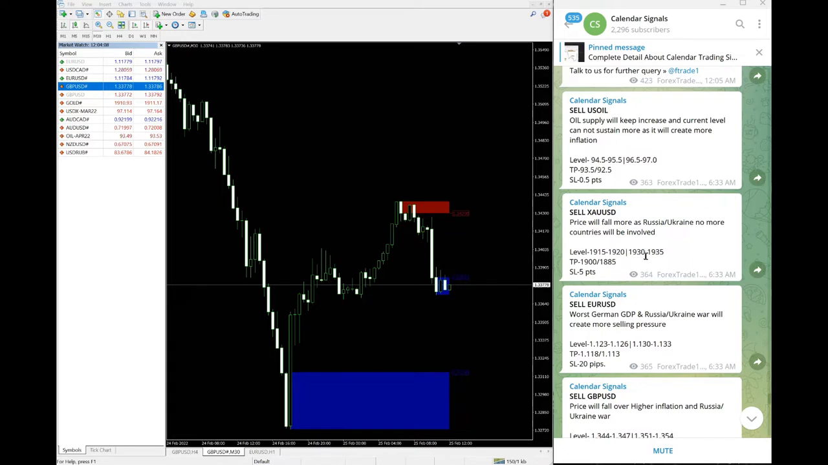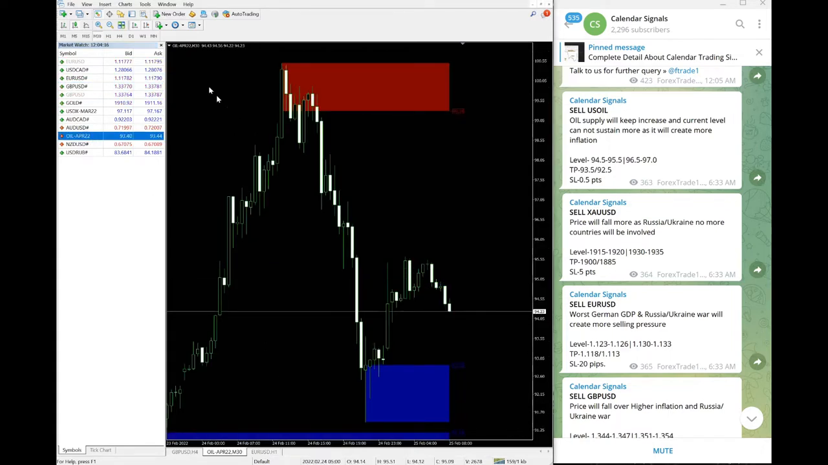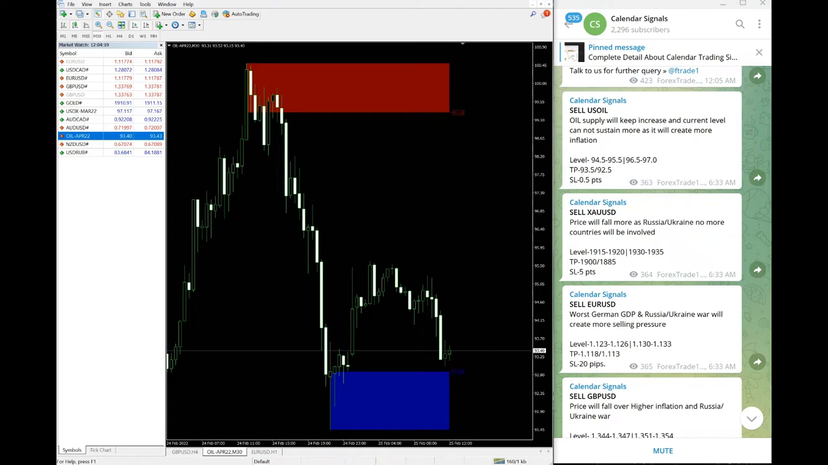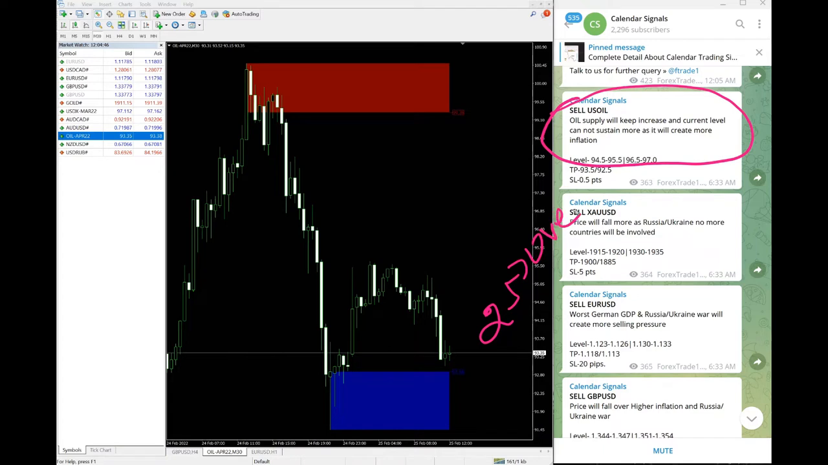So now we will see the performance of today's free signals. First, we will see US oil performance. Here is the oil chart, and we gave sell US oil. On calendar signal, we always give the reason why we are giving this sell US oil. Any pair, buy or sell, we are giving, but we are also giving the reason why the script is given in that direction. Basically, this reasoning will be based on two aspects. One is oversold or overbought condition.